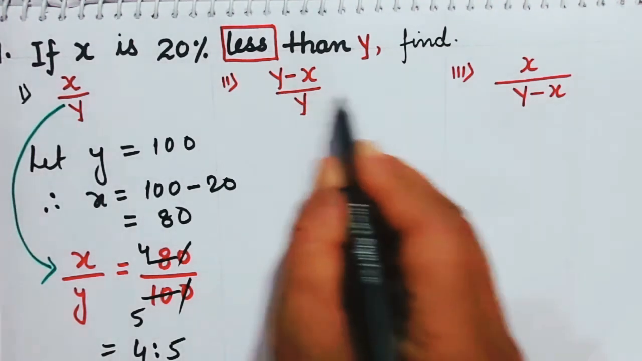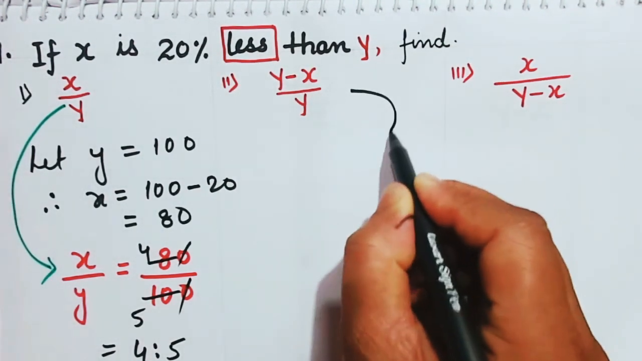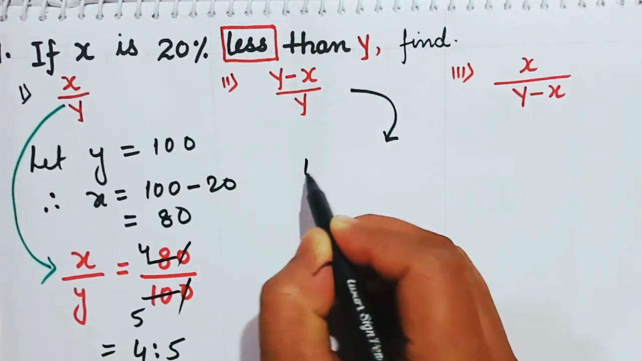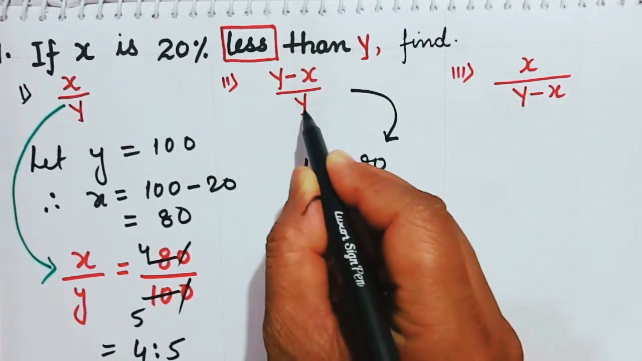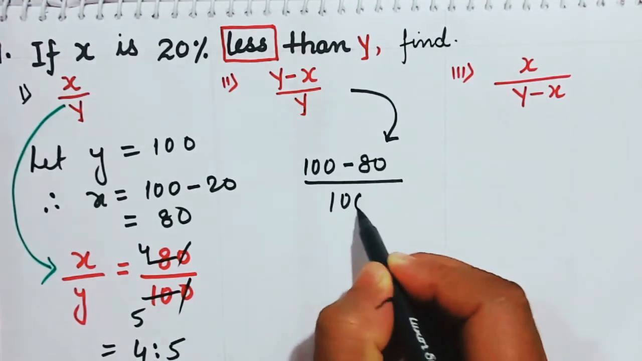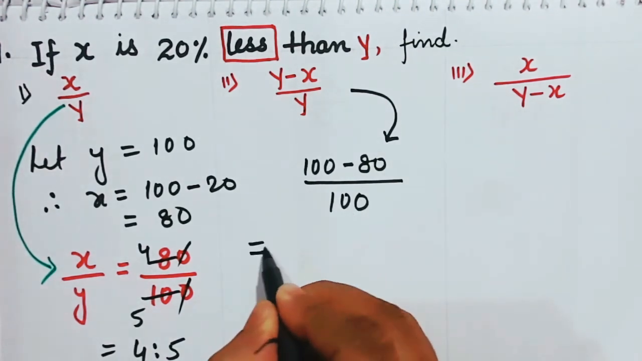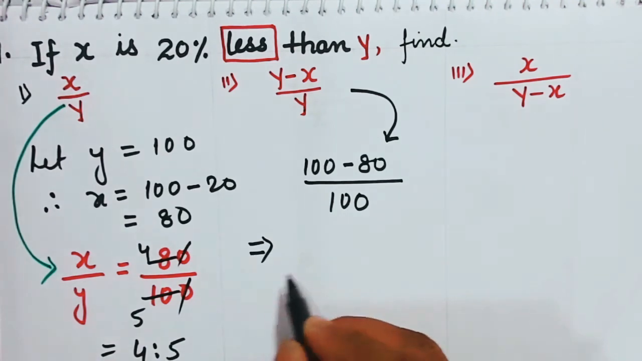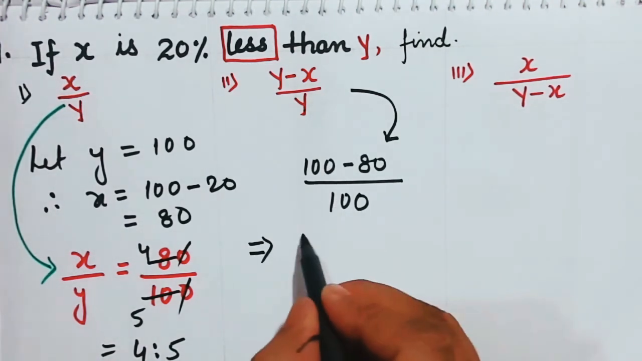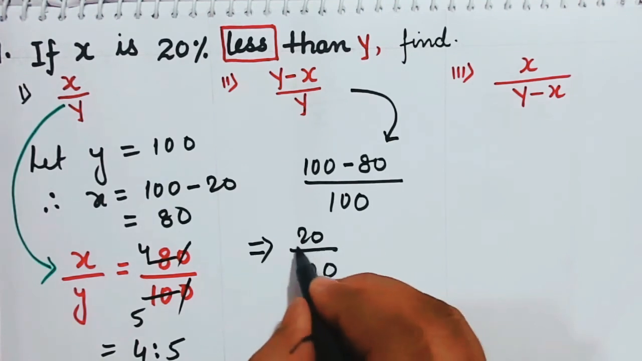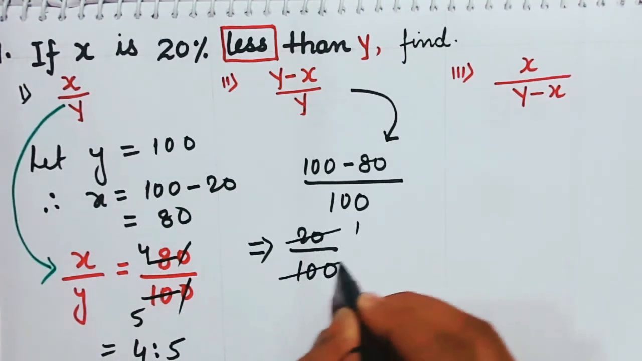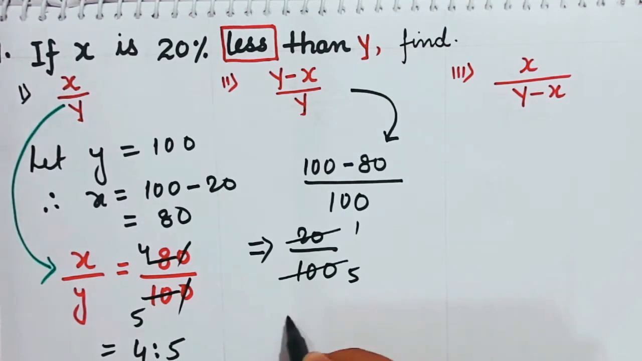Here y minus x will give you 100 minus 80 divided by y, which means 100, is equal to how much? 20 by 100. So 20 by 100, when you cancel this, 2 1 times, 2 5 times will give you a value 1:5. What about x?